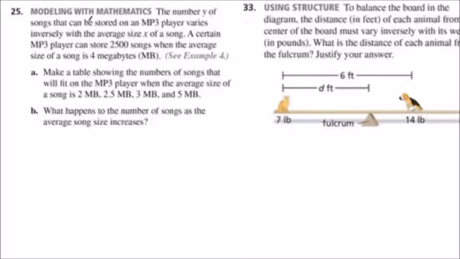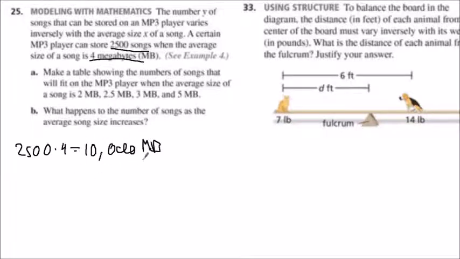The number y of songs that can be stored in an MP3 player varies inversely with the average size x of a song. So a certain MP3 player can store 2,500 songs when the average size of a song is 4 megabytes. So if they can store 2,500 songs when the average size of a song is 4 megabytes, how much can they store in total? Well, that's 2,500 multiplied by 4, that's 10,000 megabytes. And if you know computing terms, 10,000 megabytes is equal to 10 gigabytes.